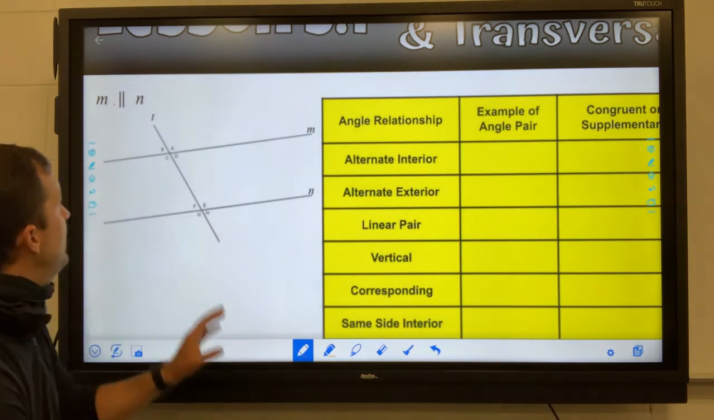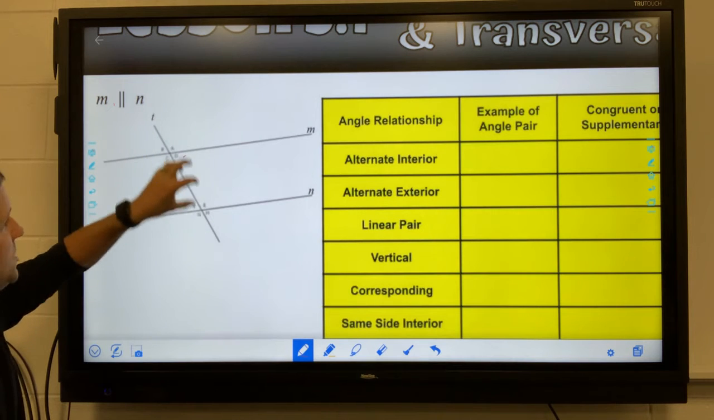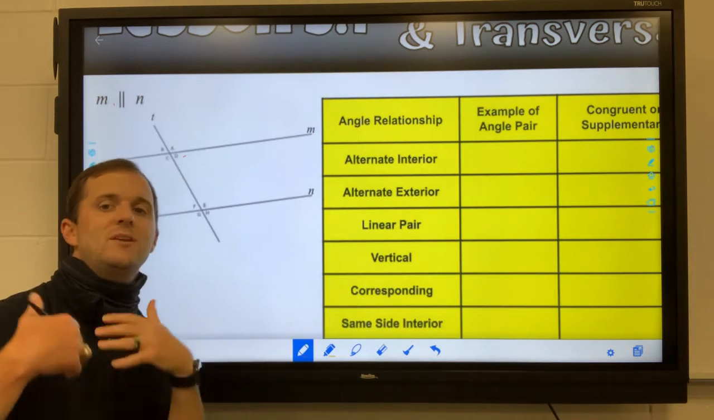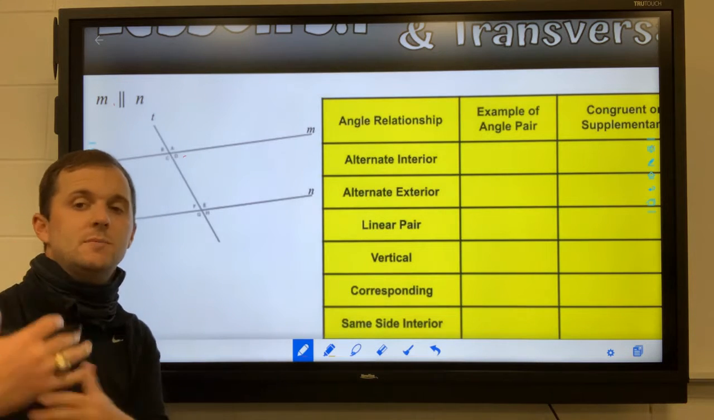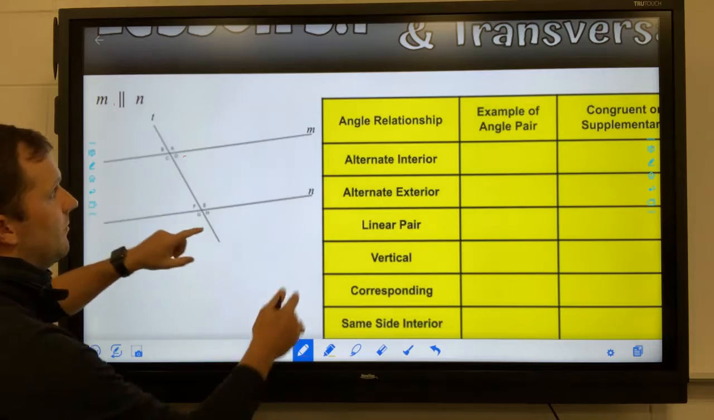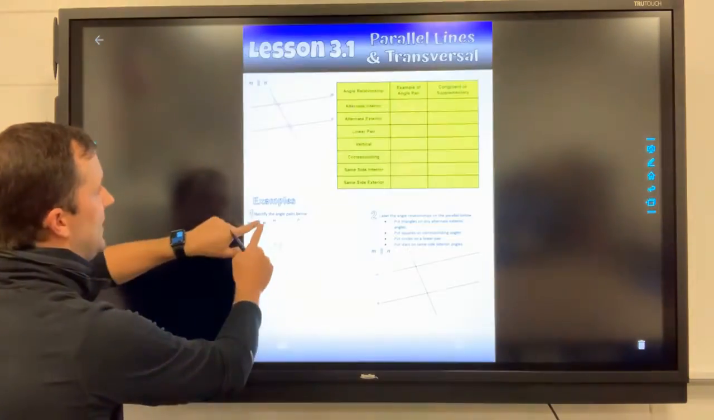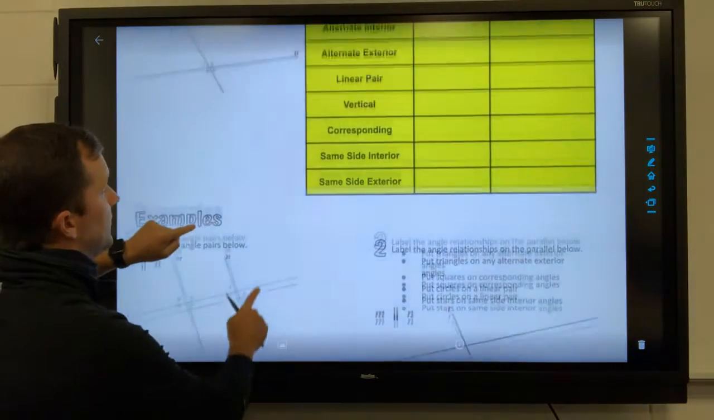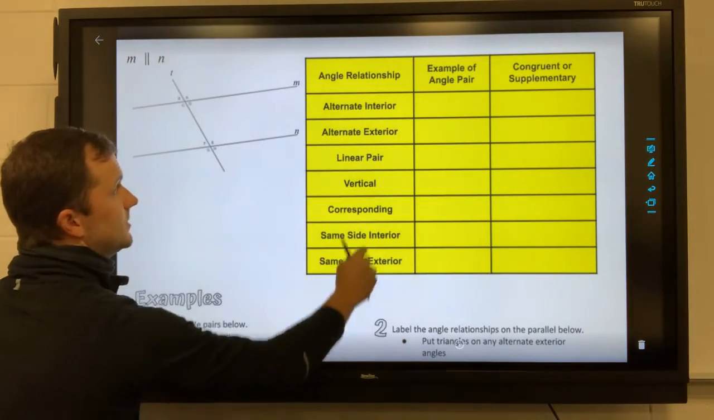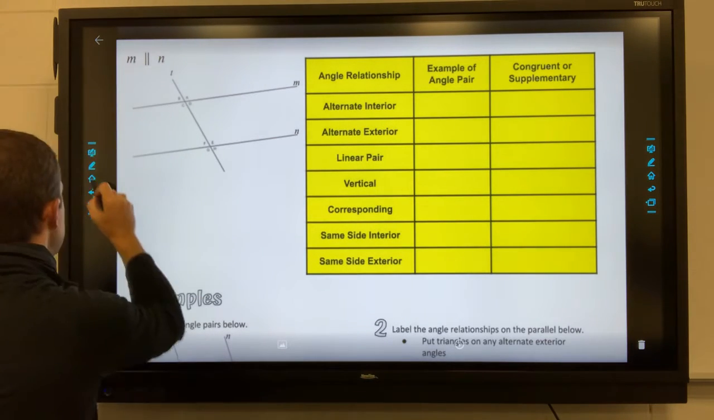Whenever you have two parallel lines and a transversal, there are angle relationships between all of these angles that will allow you to remember definitions and help you solve the math behind it, okay? So let's go ahead and look at this. I'm going to point out the different angle relationships between these parallel lines and transversals. So here we go. The first thing we're going to look at is the angle relationships, an example of each, and whether they're congruent or supplementary. So let's go ahead with that.